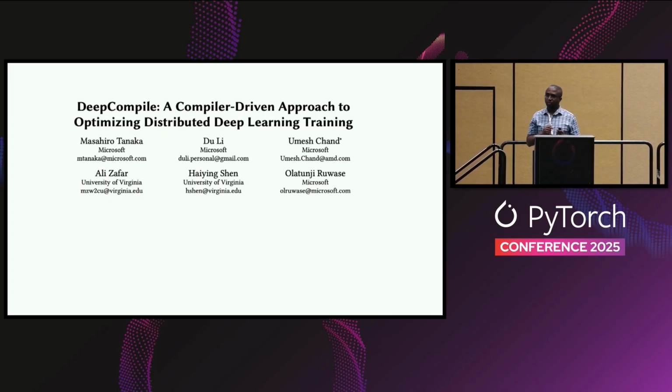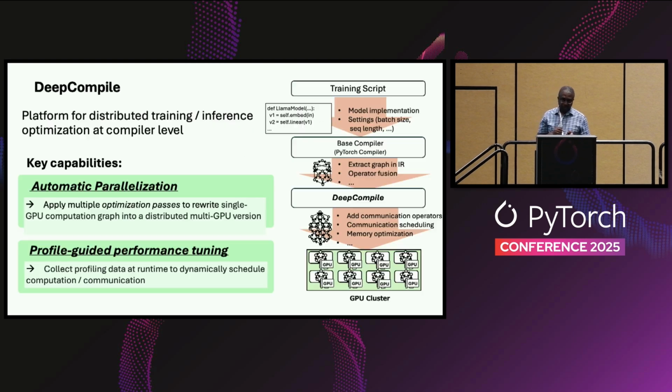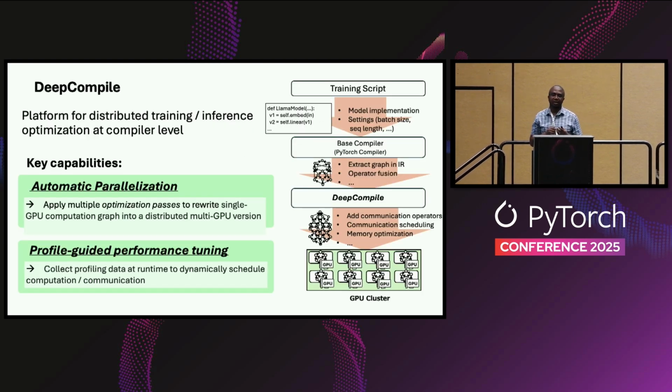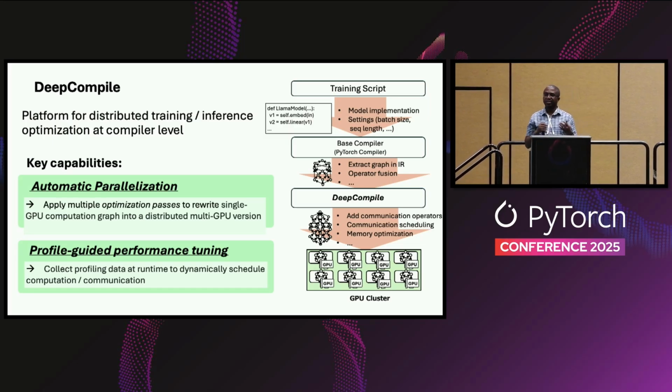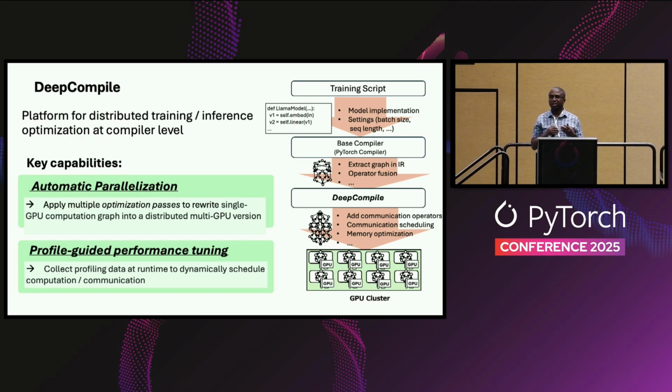The last work I'll talk about is the compiler work called DeepCompile. Now, the motivation for this is there are a lot of parallelism techniques out there, and integrating them into your workflow is actually non-trivial. So you have tensor parallel, pipeline parallel, expert parallel. Integrating all of them into your workflow is challenging. And then additionally, tuning them for performance is even more challenging if you try to do it manually.